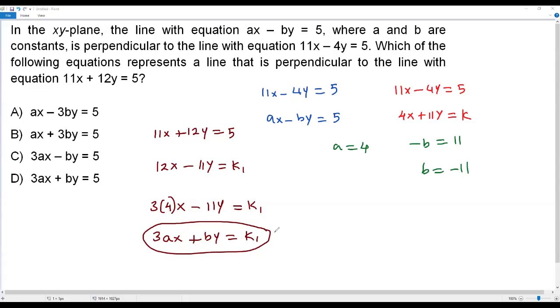So this is the equation which represents a line that is perpendicular to the line 11x + 12y = 5. Here k1 is a constant. We can have any real number for this k1, so it doesn't matter. We have to consider the expression on the left side, that is 3ax + by. I have this expression 3ax + by on the left side of the linear equation in option D. So the correct answer choice for this question is option D.